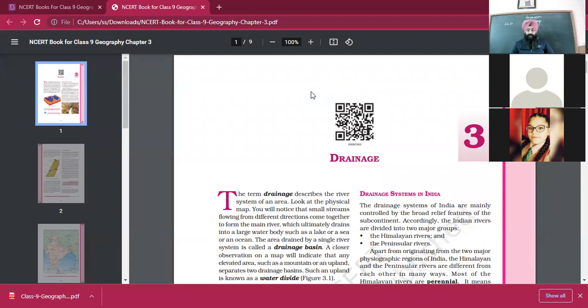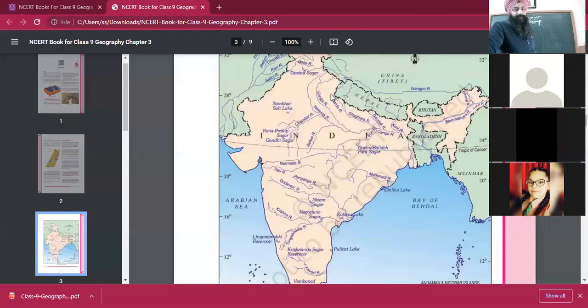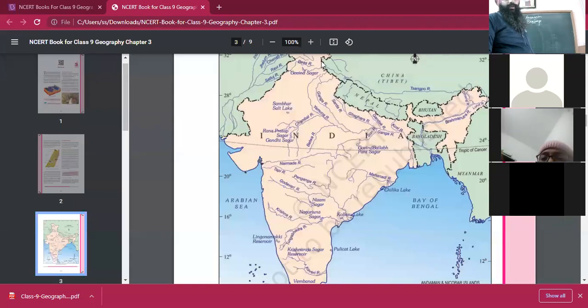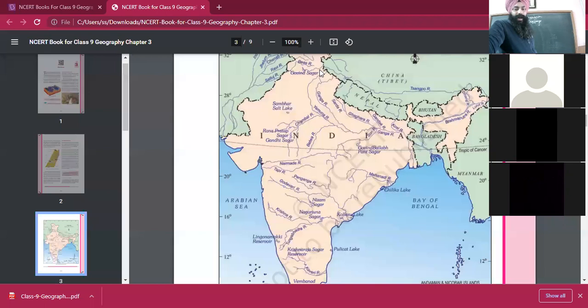When these smaller streams come from different directions, they follow the gradient, the slope of a region. The map on your screen indicates a number of streams which originate from different sources and flow in different directions. This happens due to the slope of a region. The smaller and bigger streams follow the slope, flowing towards the low-lying areas.